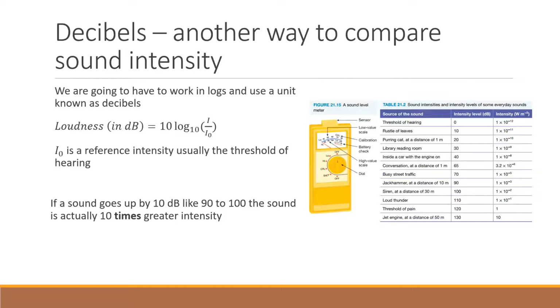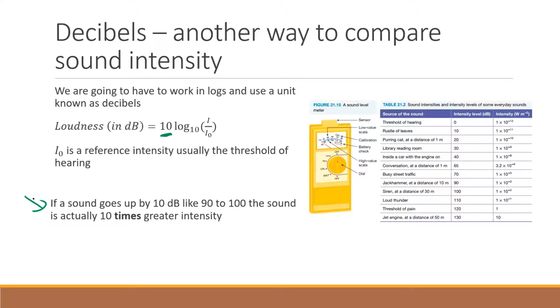But this is the importance here. Decibels are a log-based unit. So it's just like how something like the Richter scale works, or something like pH works. As you increase by 1 on this scale, you change by a factor of 10. It's a little bit different for decibels because of this 10 out the front. So as you go up by 10 in the decibels, you increase by a factor of 10, so multiply by 10. The example I give for this is, if a sound goes up by 10 decibels, like from 90 to 100, the sound is actually 10 times greater in intensity.